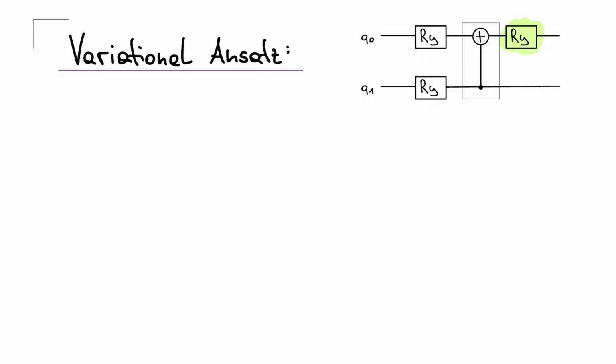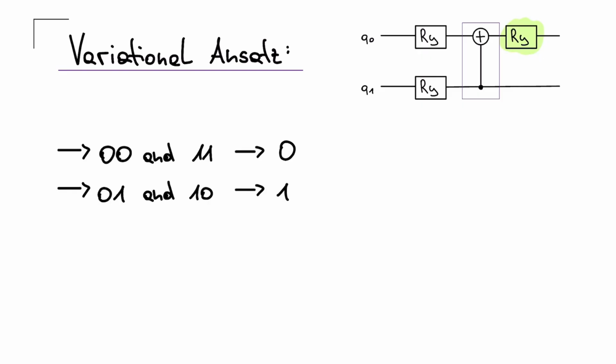To do that, I need to briefly restate our goal. Our inputs are the 4 bit strings 0,0, 0,1, 1,0 and 1,1. These are what we use to initialize our 2 qubits. What we want is the following. If the input is 0,0 or 1,1, the output should be 0. And if the input is 0,1 or 1,0, the output should be 1.